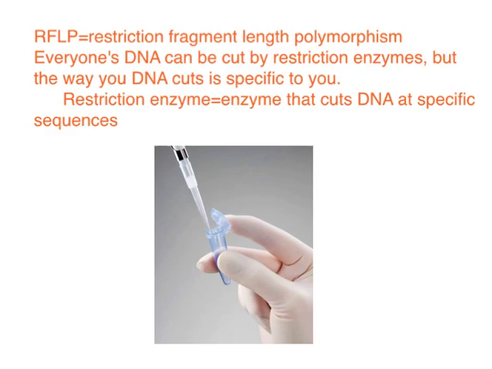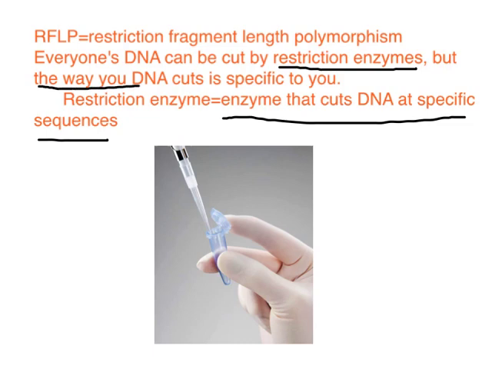What you need to understand, though, is that restriction enzymes are capable of cutting your DNA at very specific sequences, and because everybody's DNA sequences are slightly different, the way that your DNA cuts is specific to you. So because you have this unique pattern on your DNA molecule, you also have this unique pattern of cuts in your RFLP.